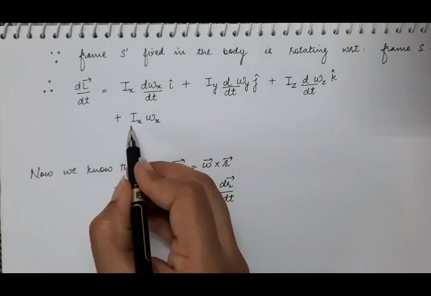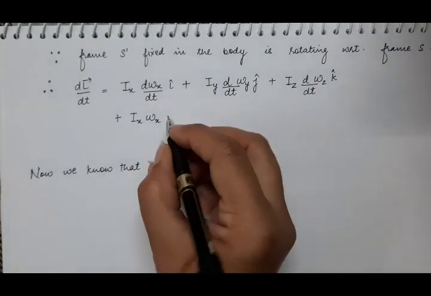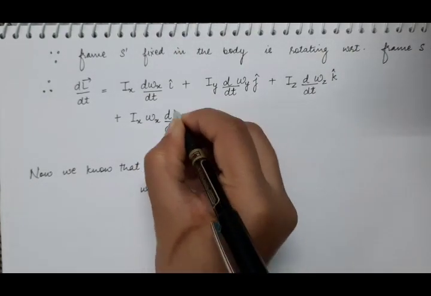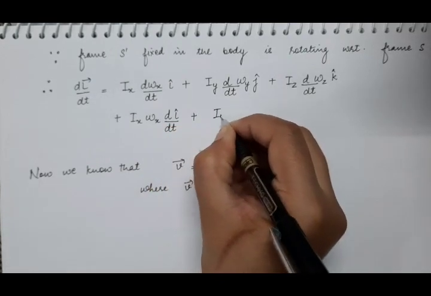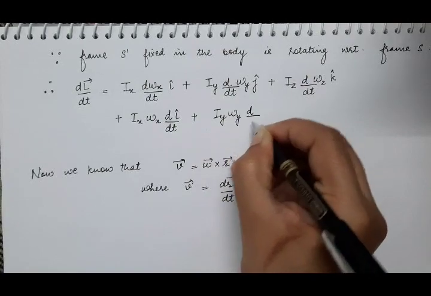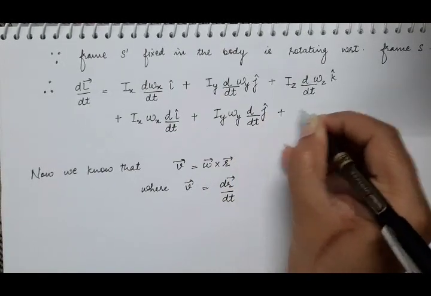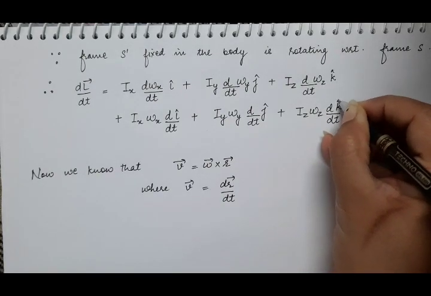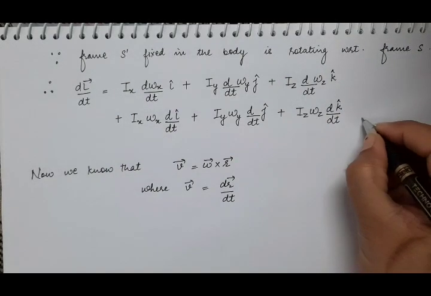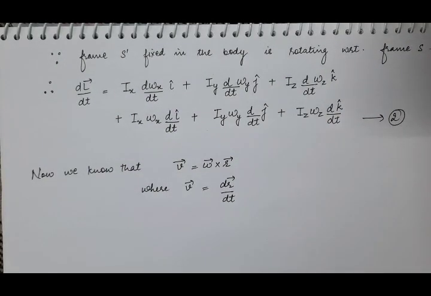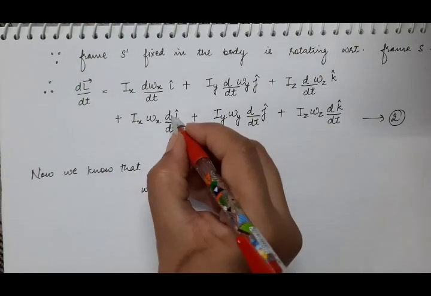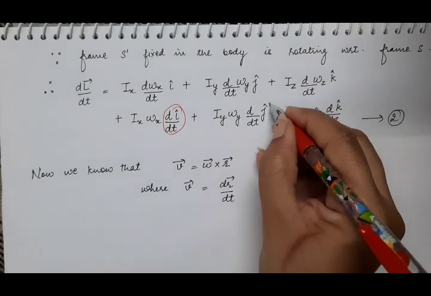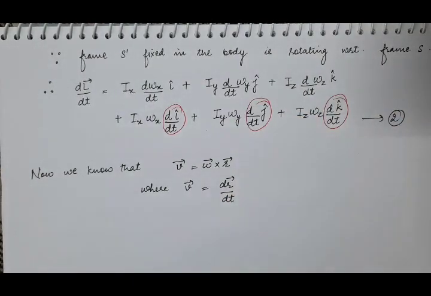So in this, Ix and omega x will remain constant, and we have the time derivative of i cap, plus Iy omega y, then the time derivative of j cap, plus Iz omega z, time derivative of k cap. And suppose this is equation 2. And now we have to find the values of the time derivative of i cap, j cap, and k cap. After finding the values of these, we will put those values in this equation 2.